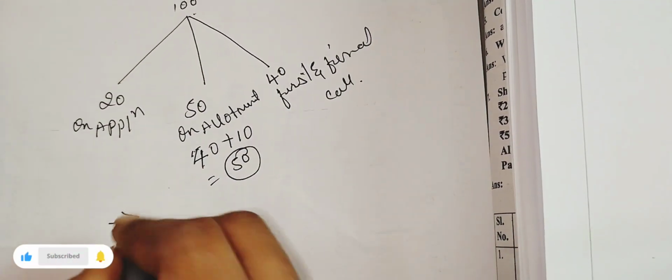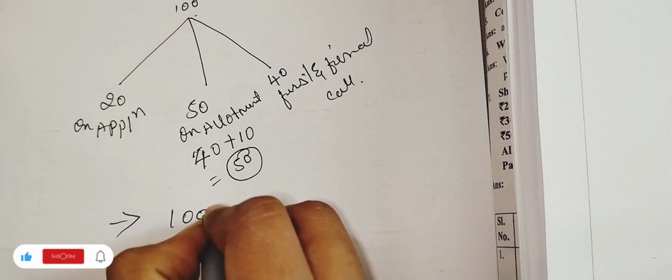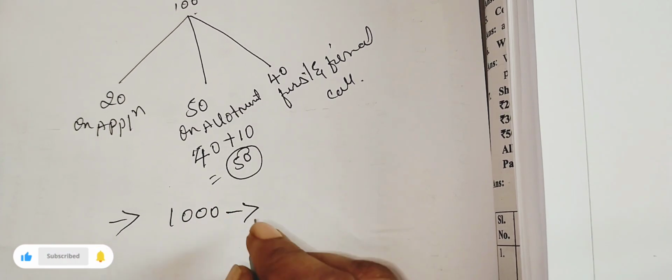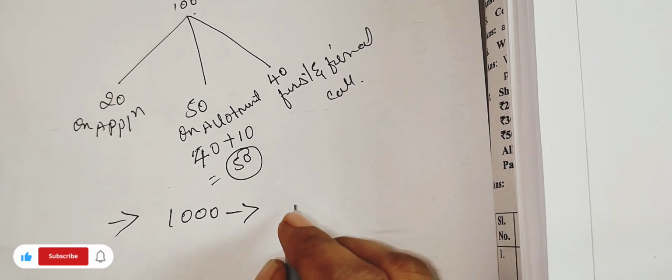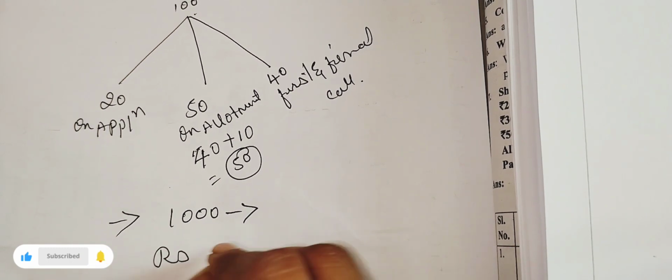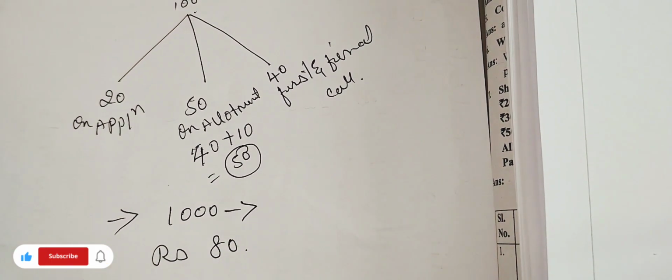And how many shares have they not received? Duly not received 1000 shares. These shares they have forfeited and reissued at rupees 80.